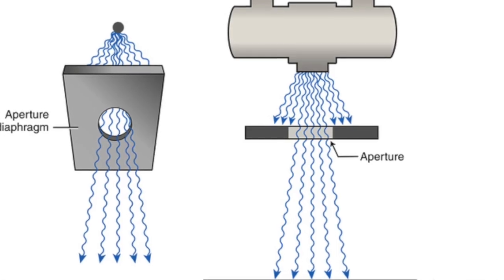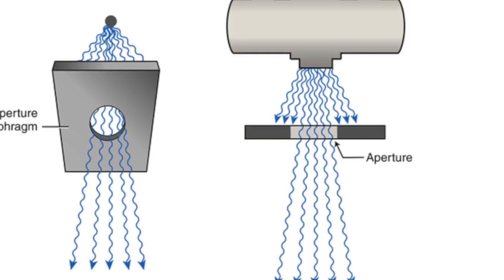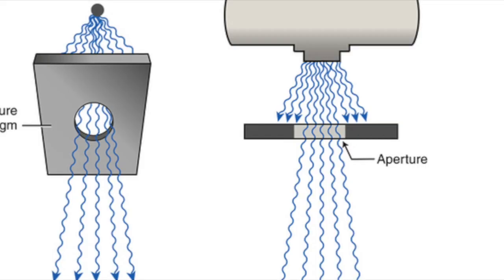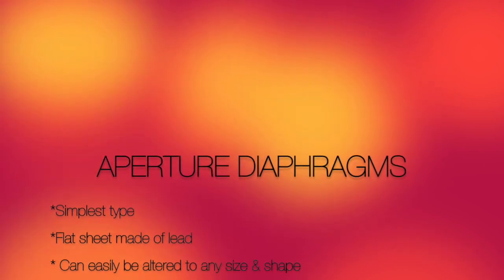Aperture diaphragms are another type of beam restrictor device. An aperture diaphragm is a flat sheet of metal, usually made of lead, with a hole in the center, and it is attached to the X-ray tube port. This is most likely the most simple type of beam restrictor.